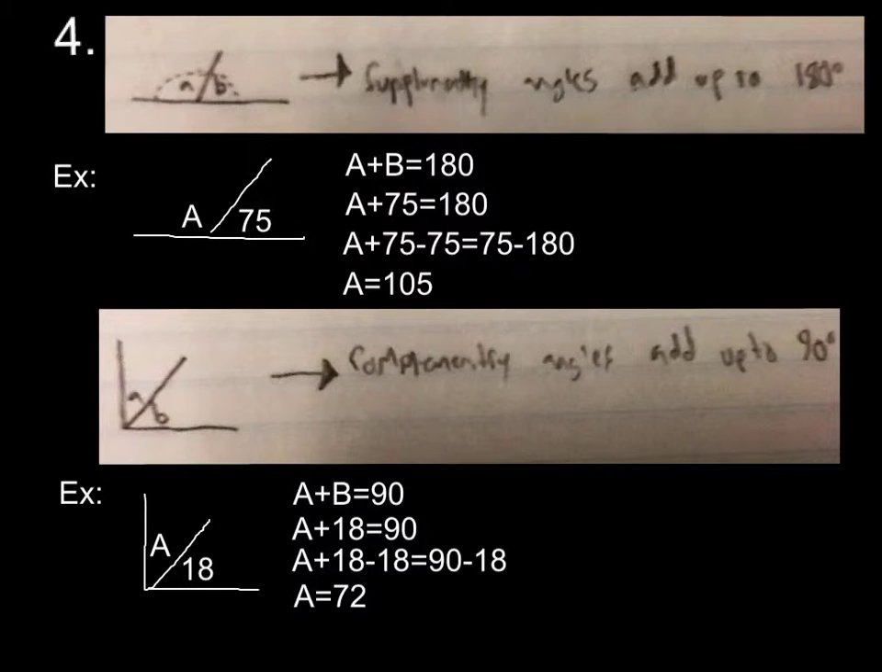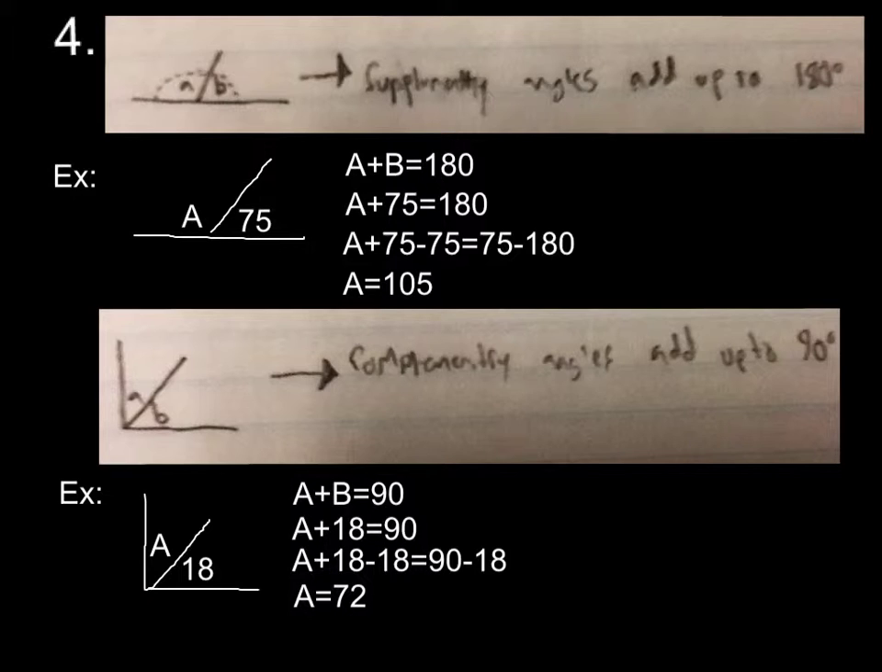Rule number 4. As you can see, supplementary angles add up to 180. For example, A plus B equals 180. We don't know A, plus 75 equals 180. A plus 75 subtract 75 equals 180 subtract 75. A equals 105.